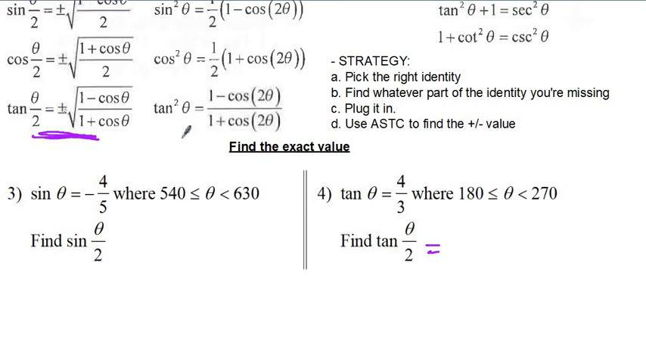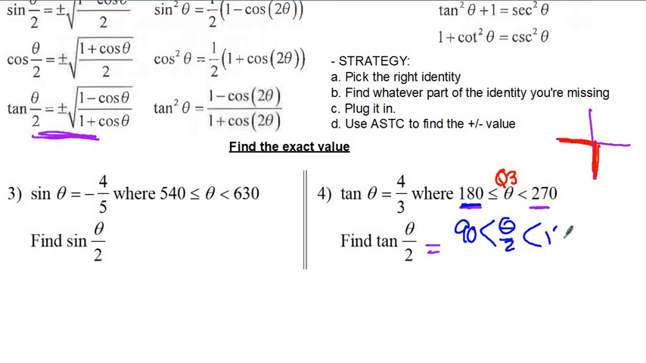So first of all, plus or minus, they're telling us theta is between 180 and 270. So that is where I'm marking in red. So that means theta is in quadrant 3. Theta over 2, we divide that by 2. This one divided by 2 is 90, and the other one divided by 2 is 135. So theta over 2 is between here and here. That's in quadrant 2.